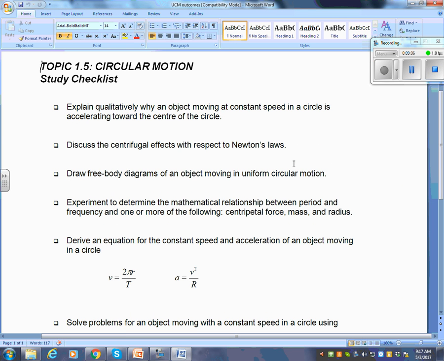Here's what you need to be able to do for uniform circular motion. Explain qualitatively, which means in words, why an object moving at a constant speed in a circle is accelerating toward the center of the circle. Discuss the centrifugal effects with respect to Newton's laws. Draw free body diagrams of an object moving in uniform circular motion. Experiment to determine the mathematical relationship between the period and frequency and one or more of the following: centripetal force, mass, and radius. We're going to do all 3.